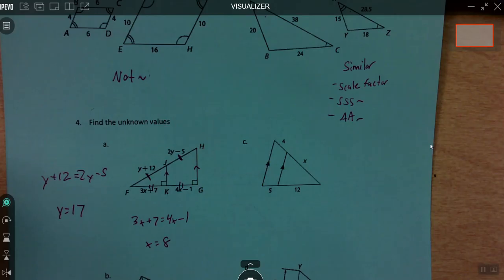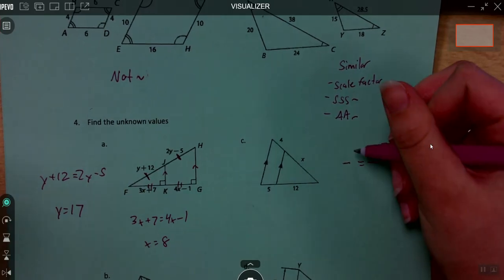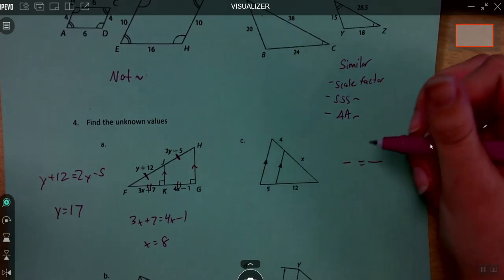So we're thinking about side splitter. What is my proportion then? Over 4. Elijah, can you give me it?